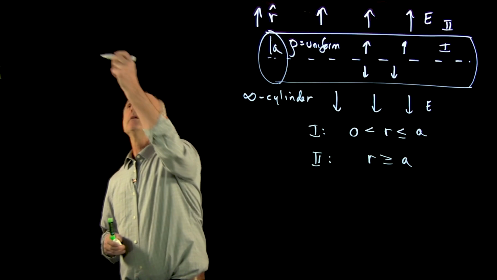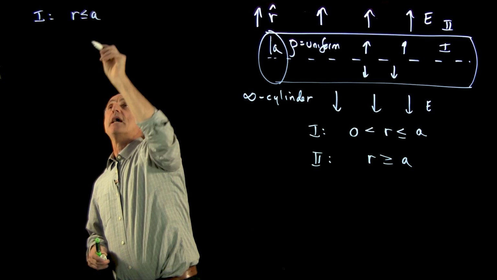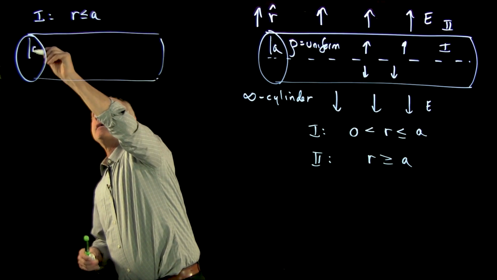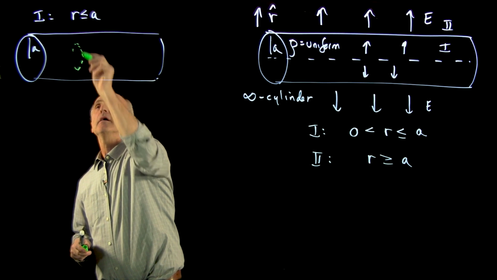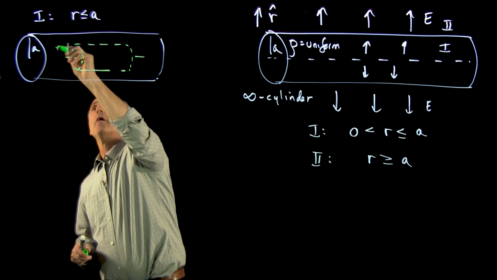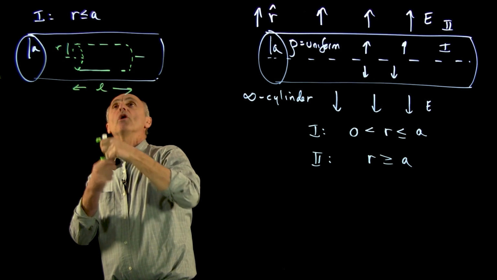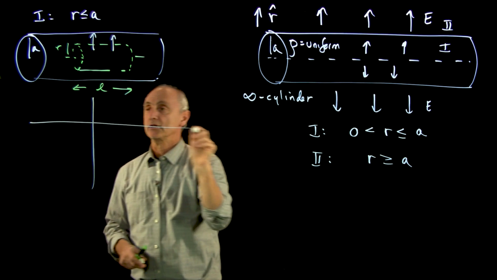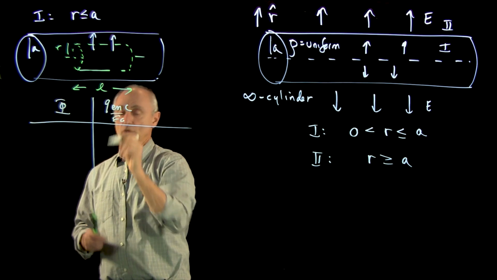So again, we begin by looking at region 1, for r less than or equal to a. So we draw our source, radius a, and now, just like for a wire, I'm going to pick a Gaussian surface of radius r and length L. The flux will only be through the body of this surface, just like on the wire. And so our flux equals the charge enclosed over epsilon naught.